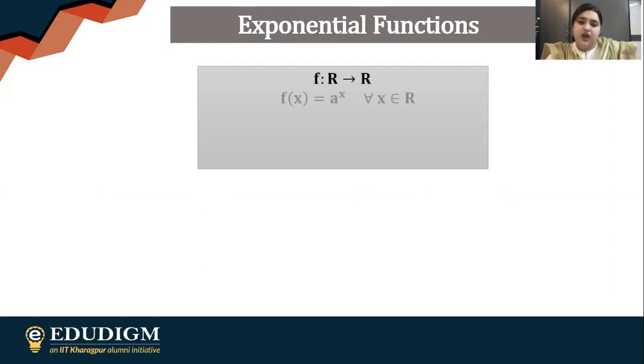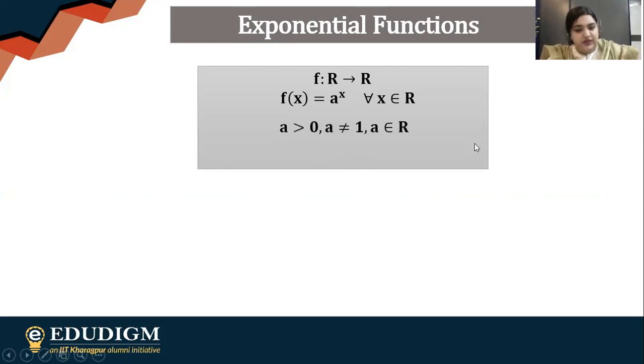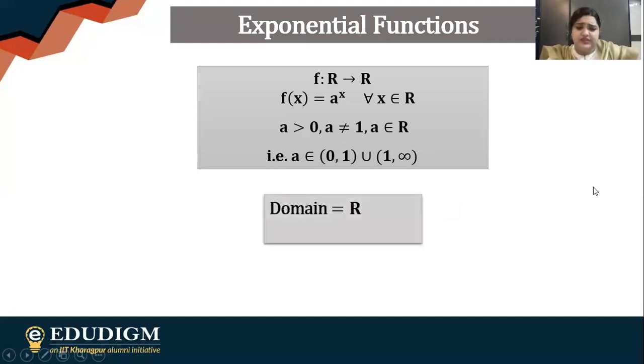We are talking about exponents. So it's from R to R, f(x) equals a to the power x, where x is any real value, which is actually the input. Now concentrate on this a. There are certain restrictions. It is greater than 0 and it's not 1. Think about the interval. So either it's in (0, 1) or (1, infinity). The domain is R because we can have any real input.